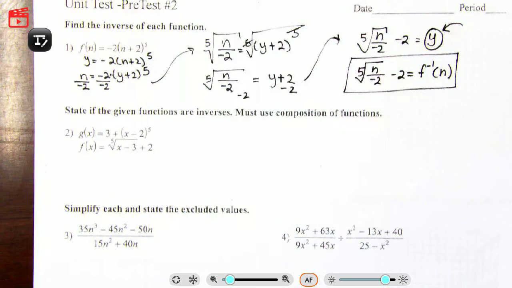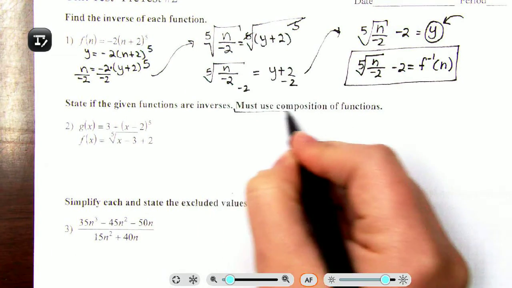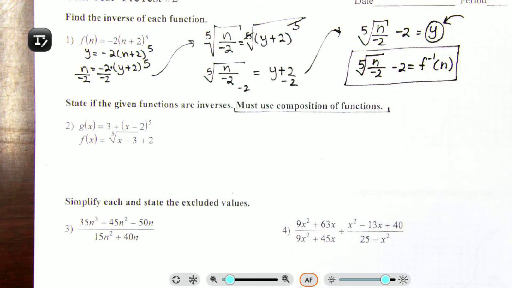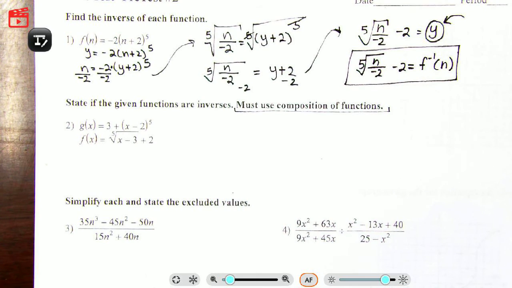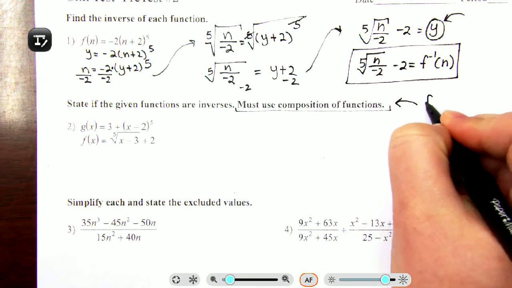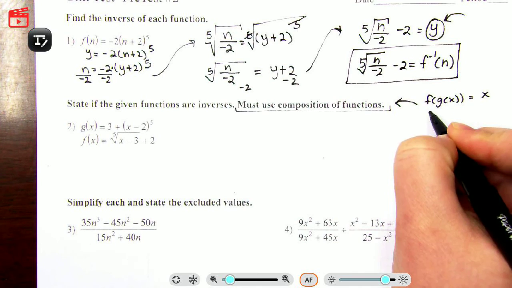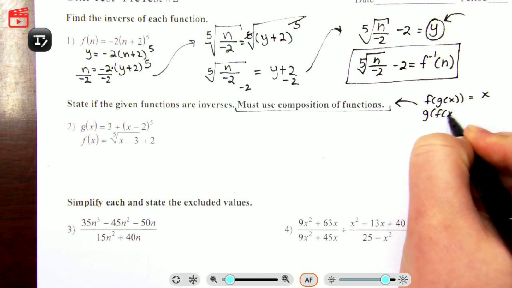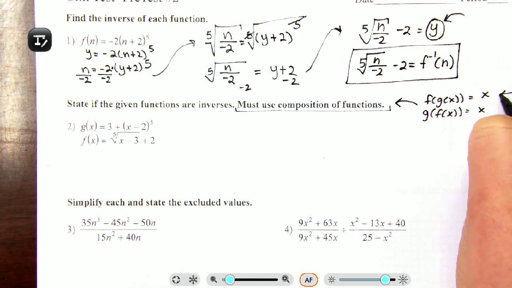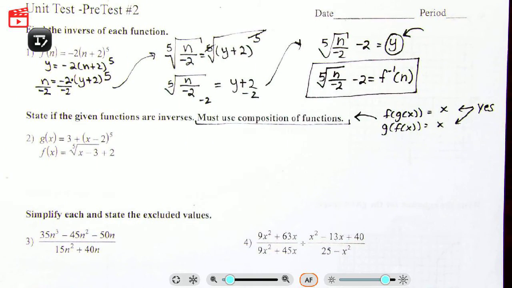Okay, number 2, state if the given functions are inverses. You must use composition of functions. You will not get credit if you use the other way. So what is composition of functions? It's f of g of x must equal x, and g of f of x must equal x. If both are equal to x, then yes, they are inverses. If one of them fails, then you're done. Then the answer is no, they are not inverses.